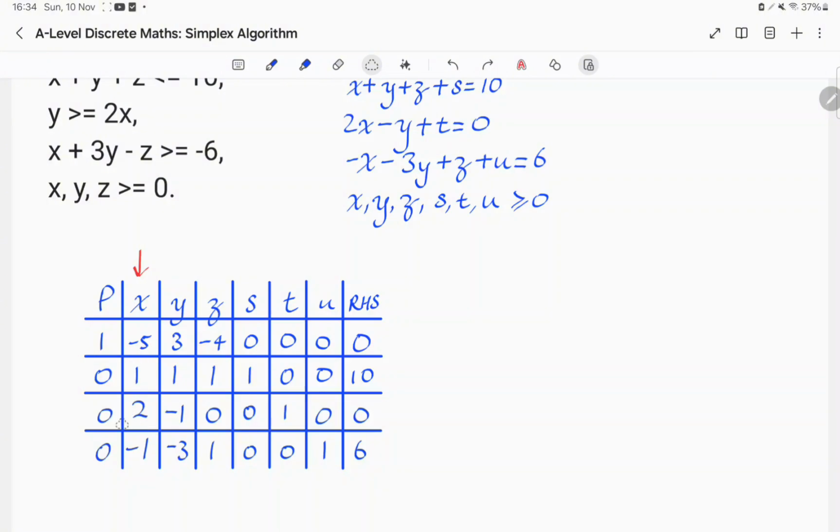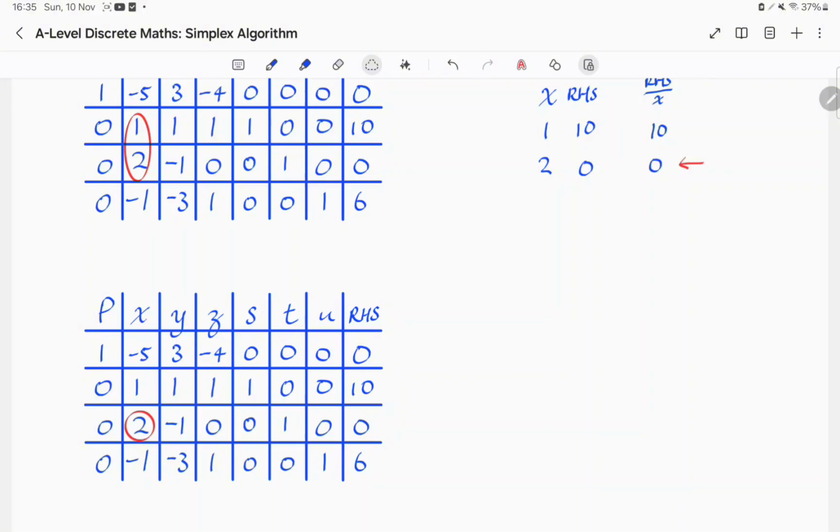We'll notice that the 1 and 2 are positive, and therefore we need to choose the 1 and 2 to possibly be our pivot. Now, if we divide the right-hand side by the x for both cases, we see that we get 10 or 0. Since 0 is the lower, then we choose 2 as our pivot.